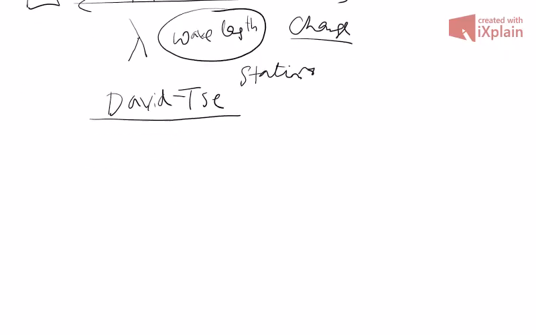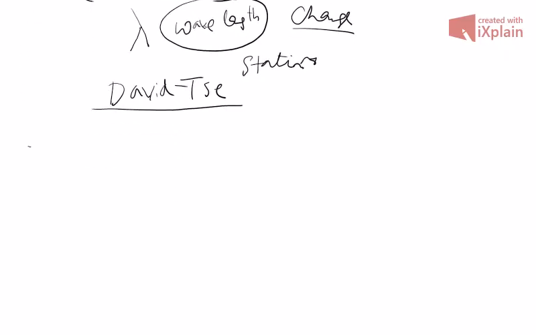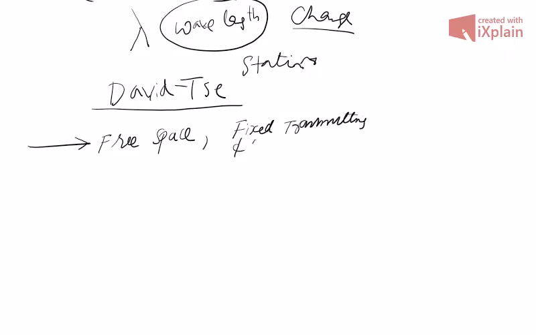Now we will first of all take a case of free space. Free space means you are communicating just like in satellite communication, so there is nothing in between. Then you have a fixed transmitting antenna and receive antenna.